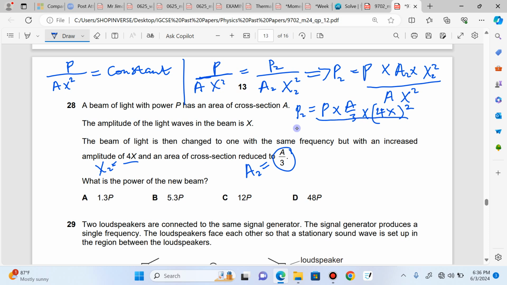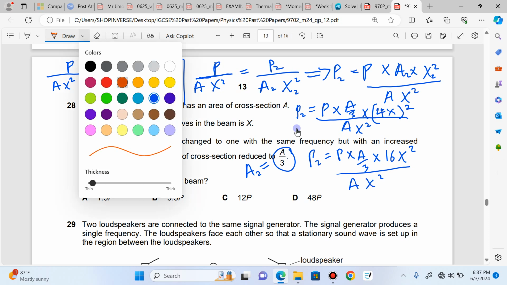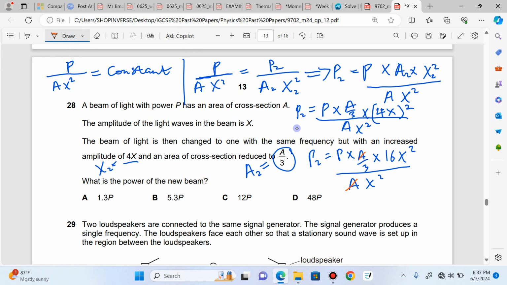Then I will divide by what? I will divide this by Ax squared. So looking at this, what do I have here? This will give me P2 equals P multiplied by A over 3 multiplied by 16x squared, divide all of this by Ax squared. Now, what can I cancel out here? I have A here, I have x squared here. So I'll just have P multiplied by 16 over 3. 16 divided by 3 is 5.333.